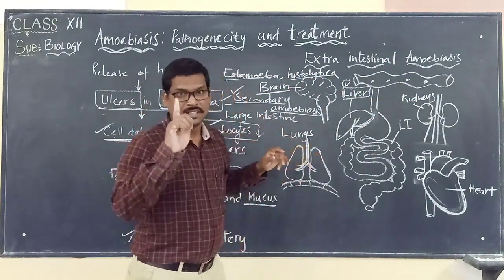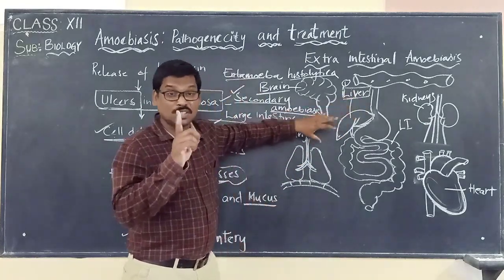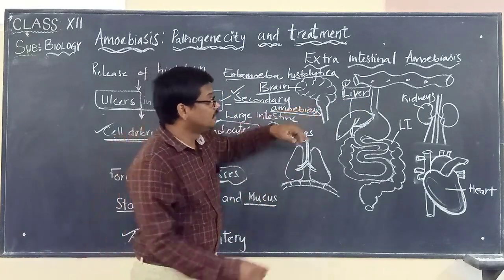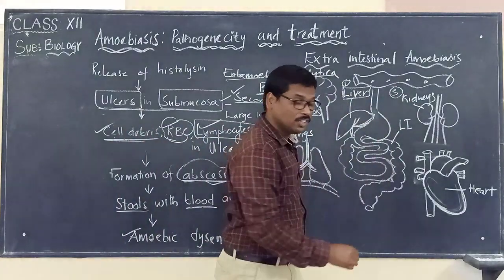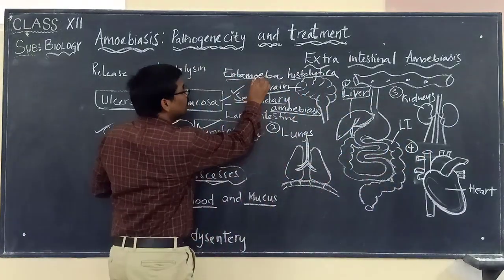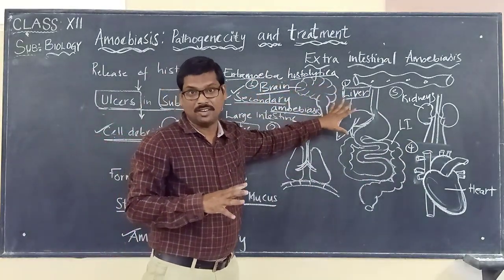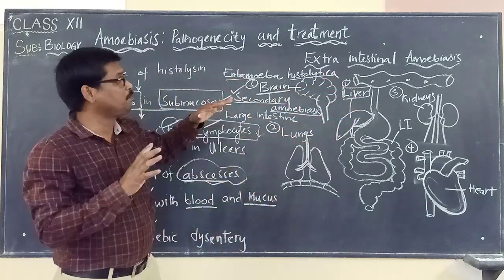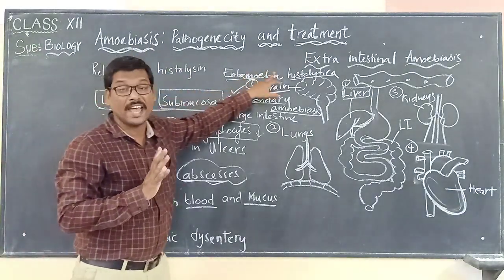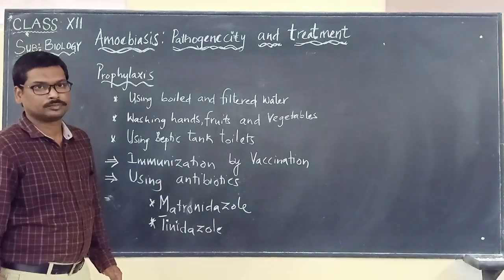It can attack the primary organ, the liver. And not only the liver, it can also attack the lungs, and then the kidneys and also the heart. Of course, these are the rare organs. Even the brain can be attacked. So these are the points that we have to keep in mind regarding the pathogenicity of amoebiasis caused by Amoeba histolytica.